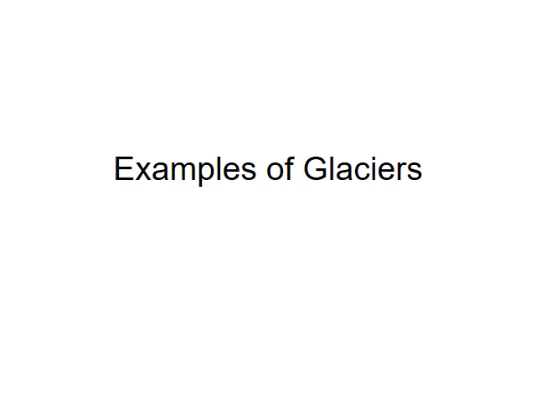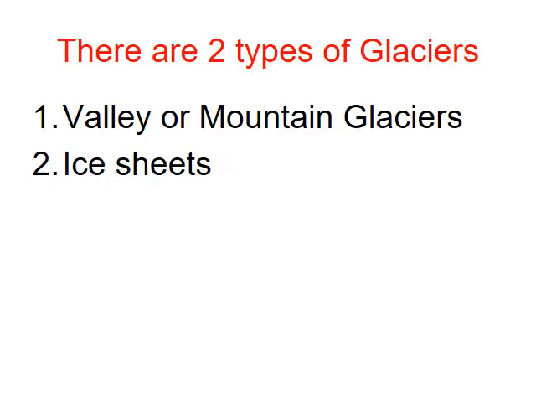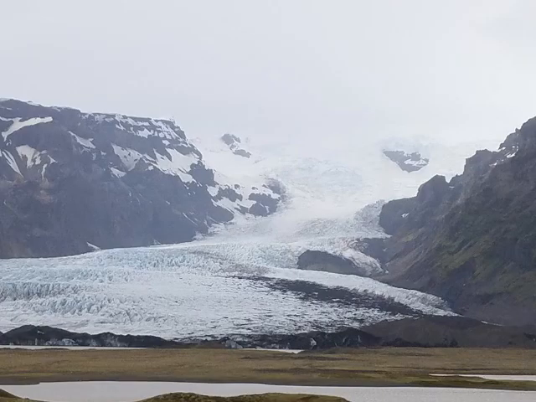Some examples of glaciers. First of all, there are two types. There are valley mountain glaciers, also called alpine, referring to the mountains, and there are ice sheets. This is an example of what a valley or mountain alpine glacier looks like.